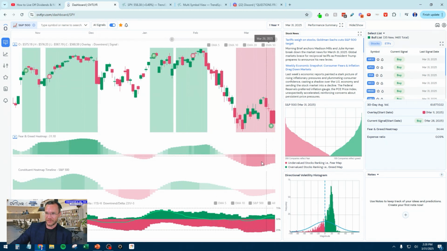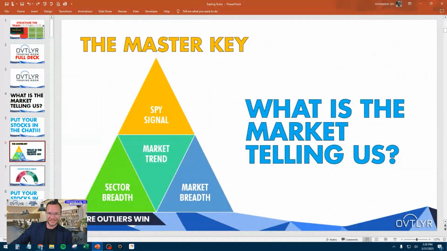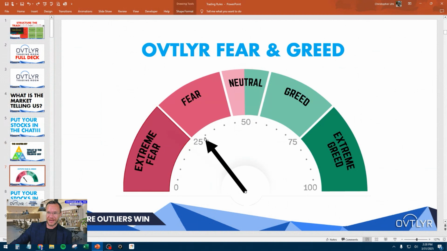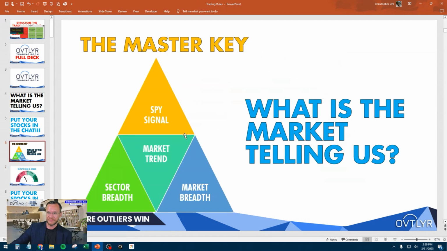And then looking over here, we can see the fear and greed heat map is around 34. And I got a new slide today. Check this out. The fear and greed heat map is sitting around 34. So we're solidly within the fear category for the S&P 500. So the SPY signal is a buy. Now let's go look at the market trend.